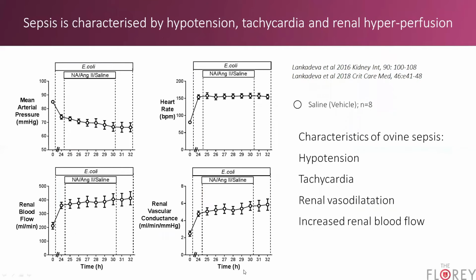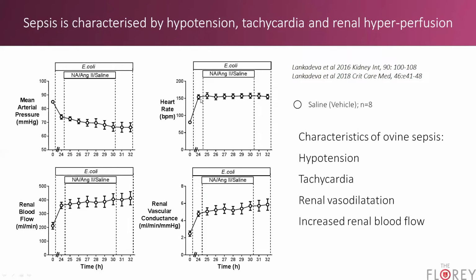Moving on to results, we are looking at mean arterial pressure, heart rate, renal blood flow, and renal vascular conductance at baseline, then at 24 hours, and then following 6 hours of treatment with either noradrenaline, angiotensin II, or saline. We are first looking at the vehicle treatment group, shown by the open circle. We see that, similar to our previous findings, by 24 hours animals have developed established hypotension.